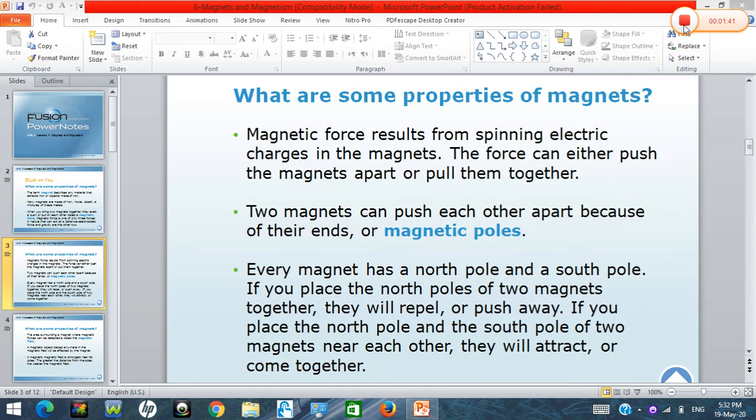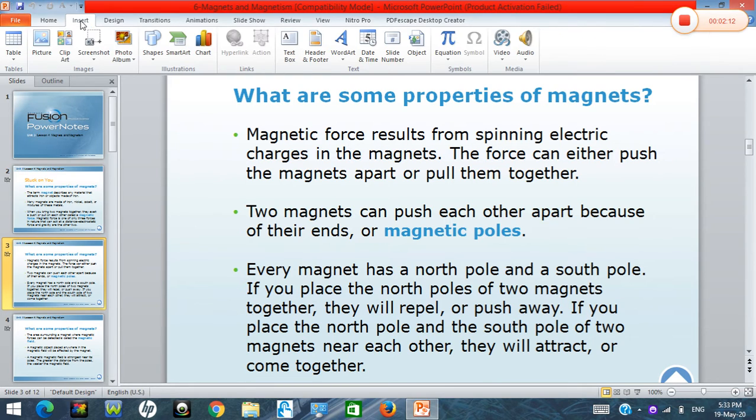Today we'll know where the magnet gets its force, or what is the source of the force of the magnet. Basically, every magnet consists of two poles.